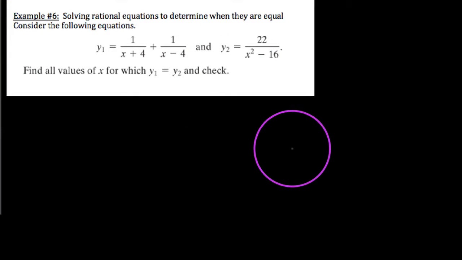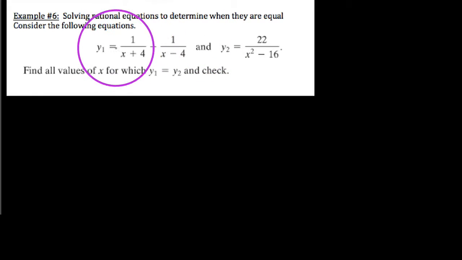Okay, YouTube, this is my follow-up video to my last video in which we introduced solving rational equations. What I would like to do in this video is take a little bit different approach to it, and we say, let's consider these two equations. So we have some y1 as a function of x here, and another y2 as a function of x. I want to find all values x for which y1 is equal to y2 and check.